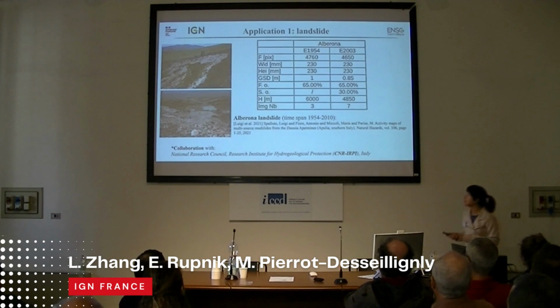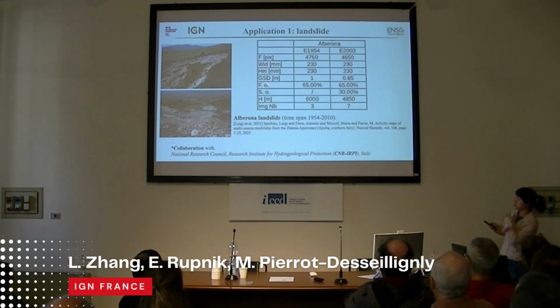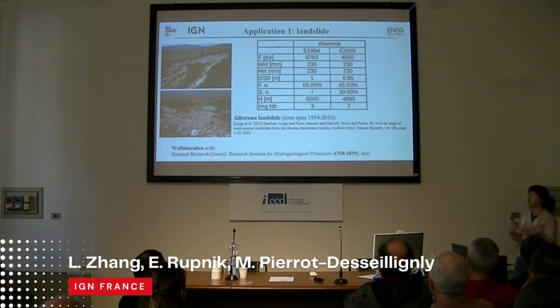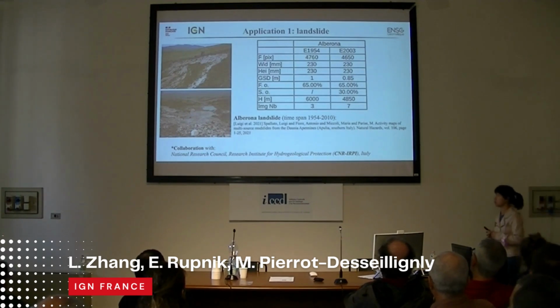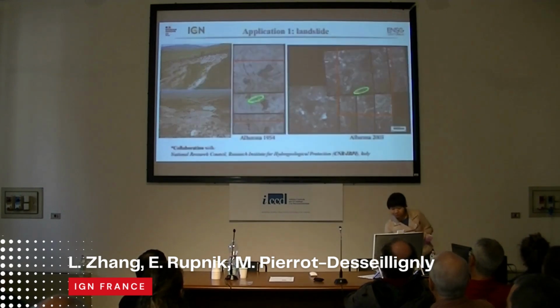Also, I displayed the configurations of the data set: the focal length, width, and height of the image, GSD, and also the overlaps, the flying height, and image numbers. But we don't need these parameters as input to use our pipeline. This is just to give you an idea how different these 2 epochs are.